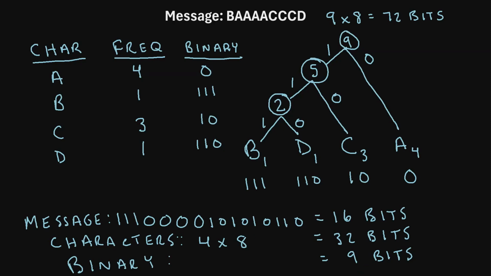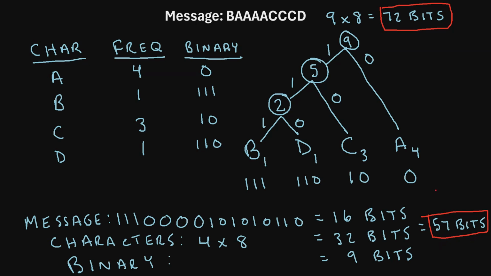But even after accounting for the characters and their binary values, the total number of bits right here comes out to 57 bits. So we can see that's still significantly less than the original 72 bits that we would have had to use. So by using Huffman coding, we were able to send the same message without any loss of information, but we were able to do it using fewer bits.